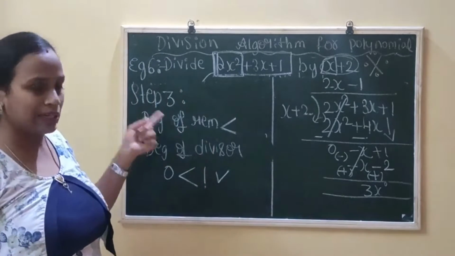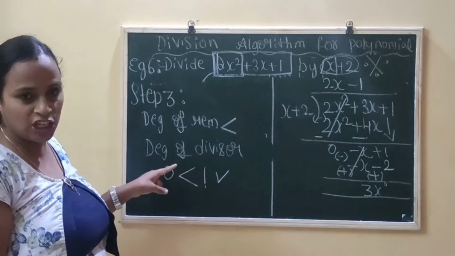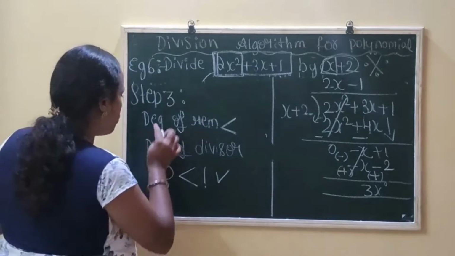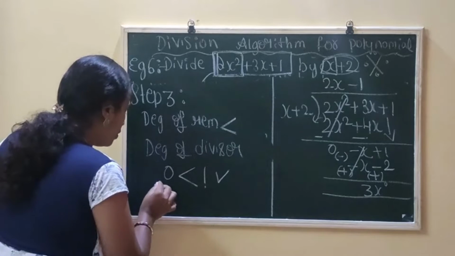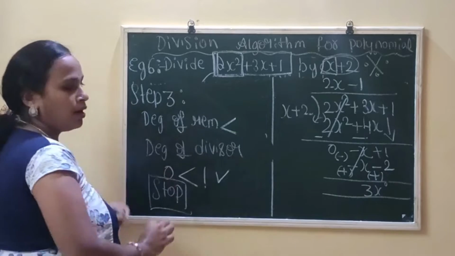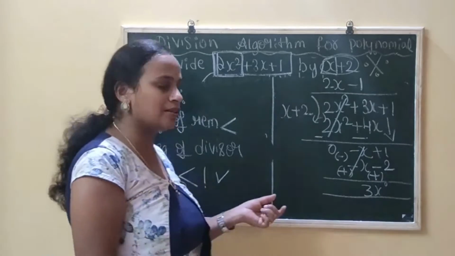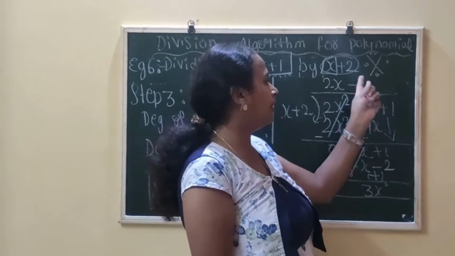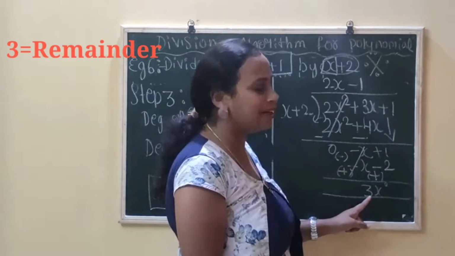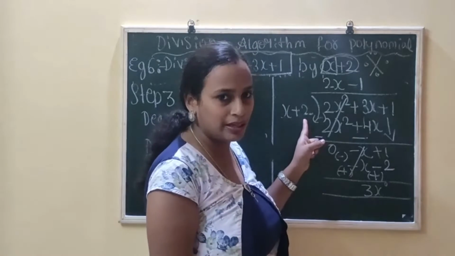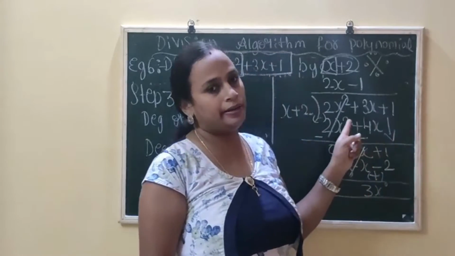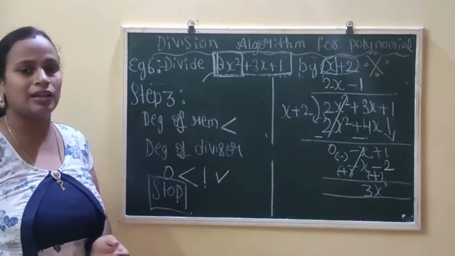So you have to repeat step 2 until this condition is satisfied. Once this condition is satisfied, you need to stop the algorithm. So this is done, and this is our final answer. Here the quotient is 2x minus 1 and 3x is the remainder. Then x plus 2 is the divisor, and 2x square plus 3x plus 1 is the dividend. So we have arrived at our solution.